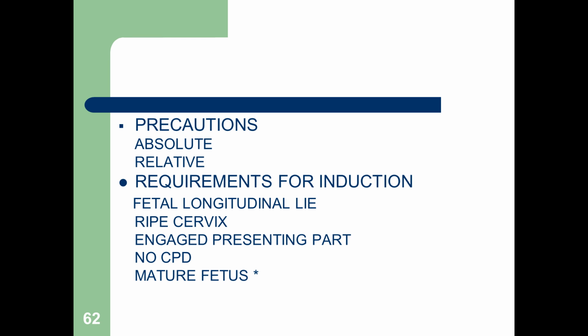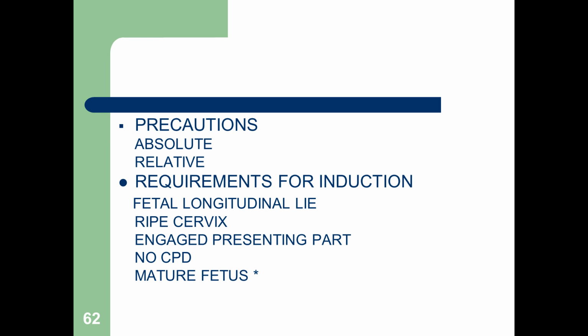And if it's not, you want that head engaged before you start inducing labor because you don't want a prolapsed cord or further complications. And we want to make sure that there's no cephalopelvic disproportion, that the pelvic area is large enough to have the baby pass through, and is the fetus mature enough.